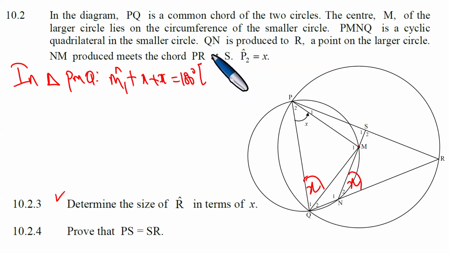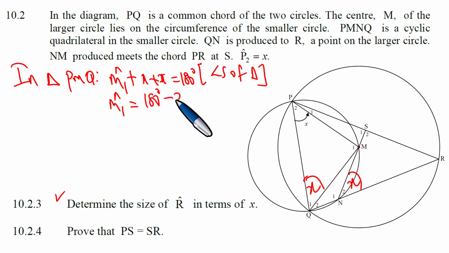And what is the reason for this? Angles of a triangle. So in the end, we have the angle M1, which is 180 degrees minus twice X, because if you add all the angles of the triangle, the sum is 180 degrees. So now we have 180 degrees minus 2X.